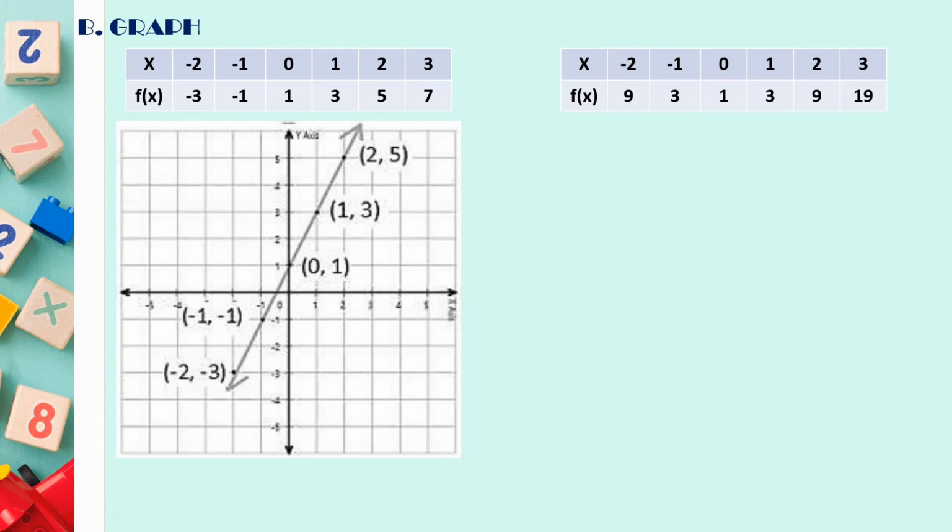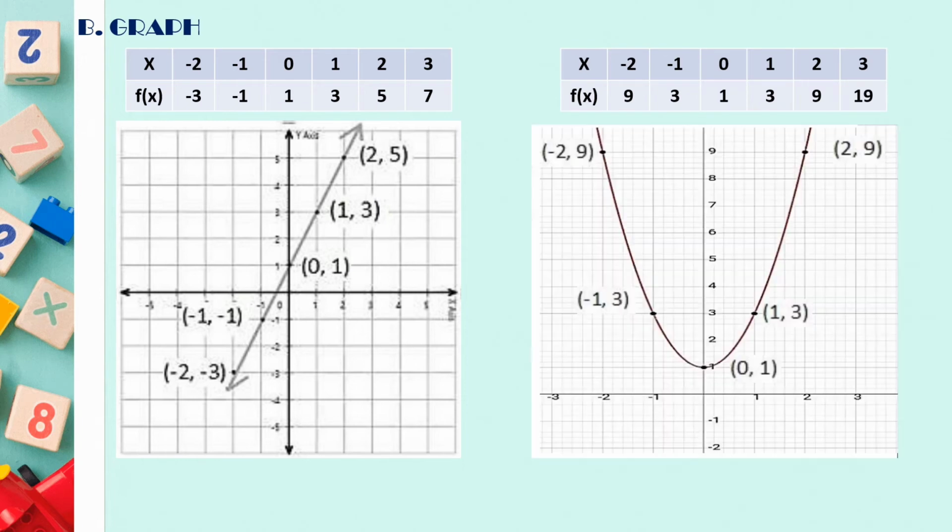Let's graph the second table of values. Ordered pairs (-2, 9) and (-1, 3) are located at the second quadrant, while (0, 1) is located at the y-axis. While ordered pairs (1, 3), (2, 9) and (3, 19) are located at the first quadrant. Which do you think represents a quadratic function? Is it the first table of values or the second table of values?